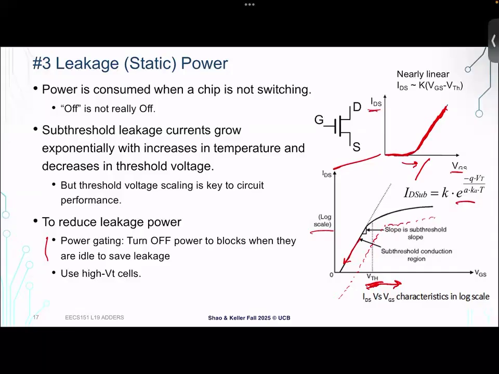Okay, any questions about these last 2 sources of power, short circuit or static power? All right, we're almost out of time, so let's wrap it up there for today. Next time, we're going to look at one more example with power, and then we're going to start talking about arithmetic.